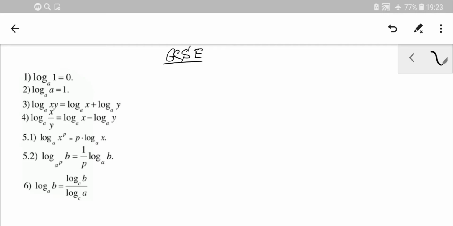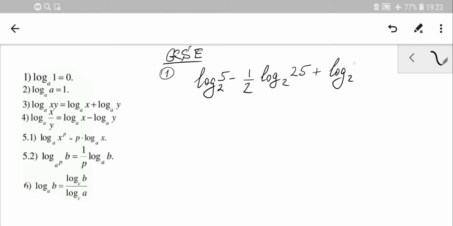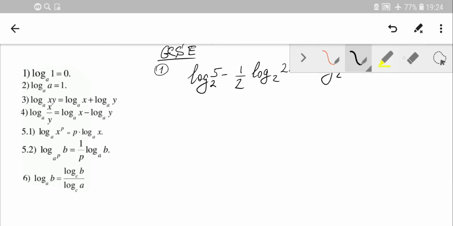And let's say what we're going to have. Let's say we have log with the base 2 of 5 minus 1 over 2 log with the base 2 of another number, maybe 25, and plus log_2 of another number, let's take 7. So what we're gonna do here, we simply need to apply property by property and step by step to some part of your expression.